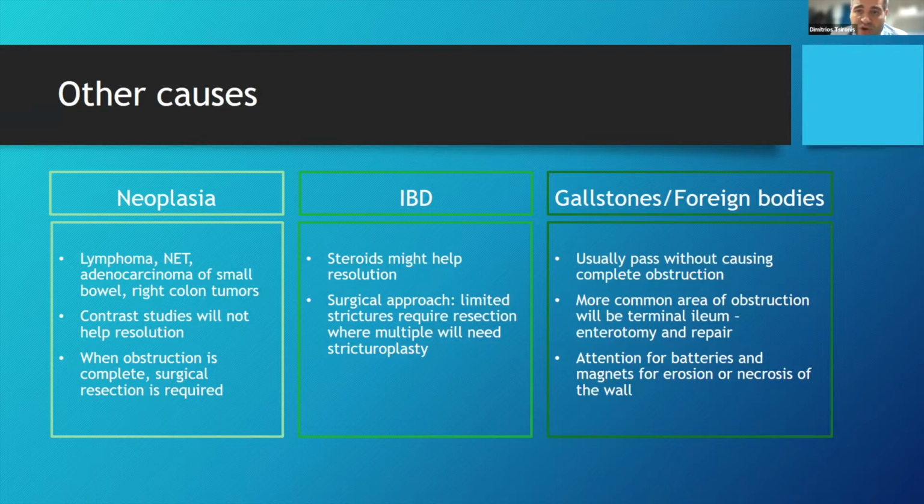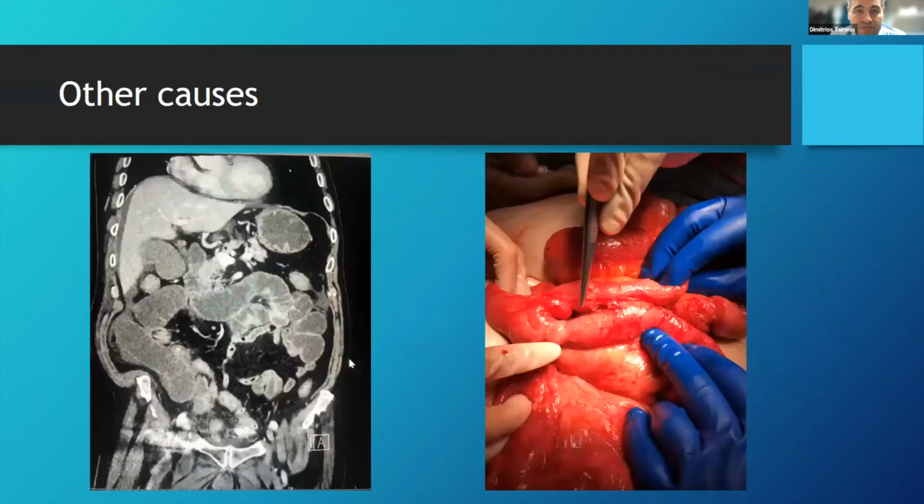And for other causes like foreign bodies and gallstones, I think most of them can pass easily. Gallstones usually get stuck in the terminal ileum, so with enterotomy we can remove them. The same applies for foreign objects. We need to be conscious of foreign objects like batteries that can cause erosion, and also multiple magnets can stick together and cause necrosis of the lumen.